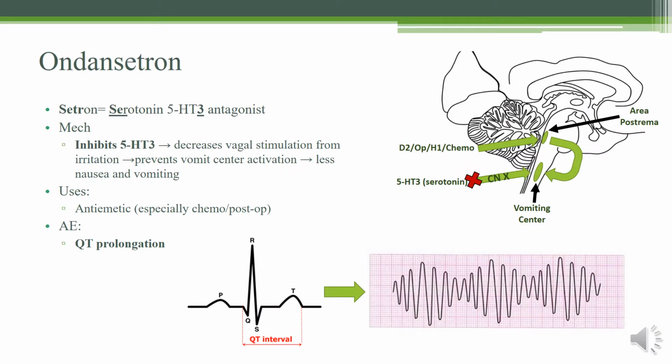Now let's talk about Ondansetron. Ondansetron has setron in its name. I remember SE stands for serotonin, and TR stands for 3 or tree. If that works for you, you can memorize it like that as well. I remember that it inhibits the 5-hydroxytryptamine 3 receptor, or hydroxytryptamine is just really serotonin receptor, because serotonin is derived from tryptophan.